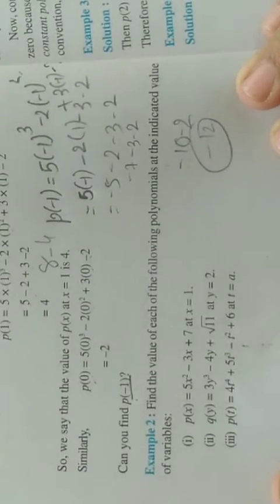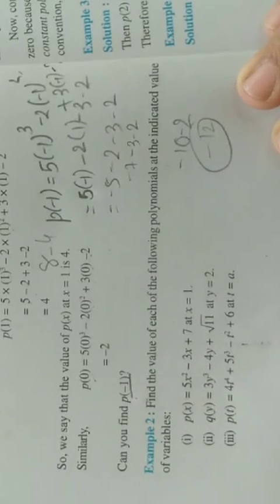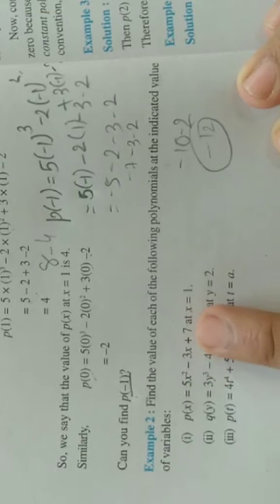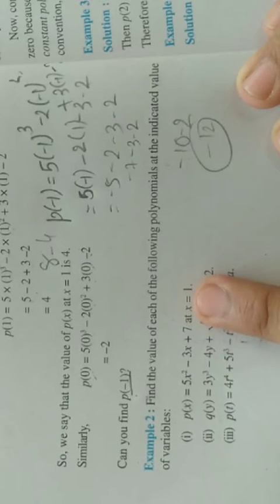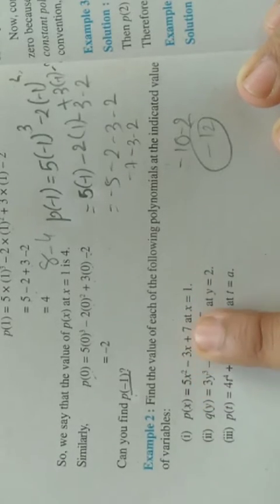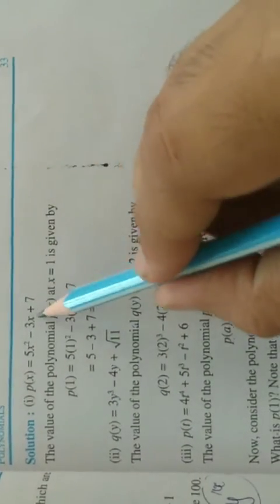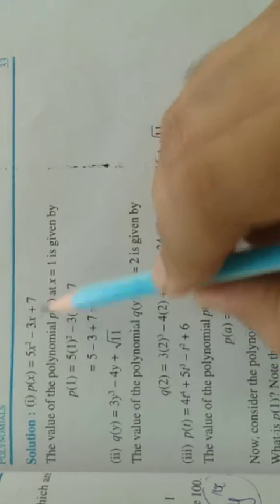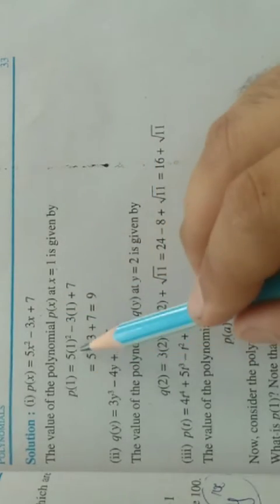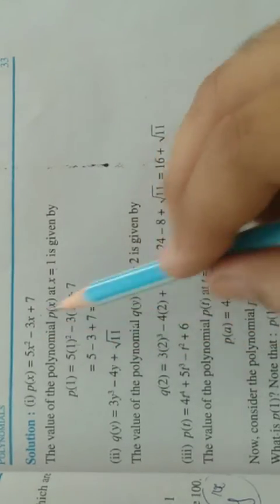Find the value of each following polynomial at the indicated value of the variable. P of x is equal to 5x square minus 3x plus 7 at x is equal to 1. So in this polynomial we have to take the value of x is equal to 1. Let me see the solved example. P of x is equal to 5x square minus 3x plus 7. Now x is equal to 1. P of 1, in place of x we have to put 1.